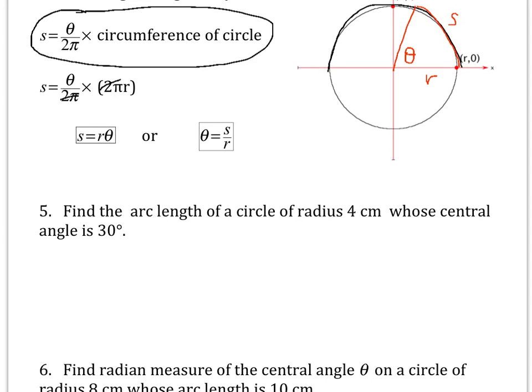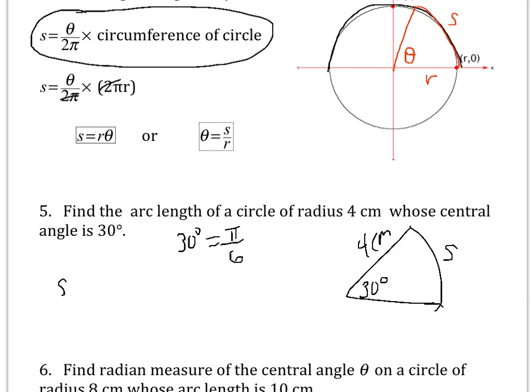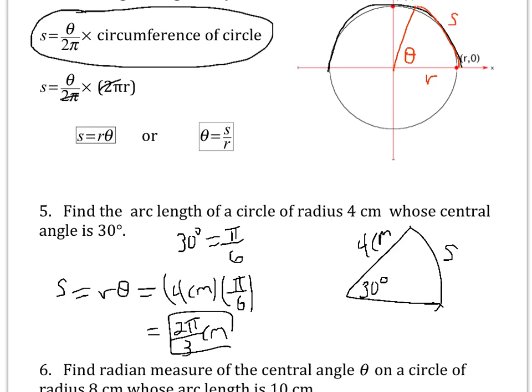Anyway, so we have a couple of problems here. For example, let's suppose you have an arc length. It says, find the arc length of a circle with radius 4 centimeters, whose central angle is 30 degrees. Well, the catch on this is you always have to use radian measure. So you'd have to convert 30 degrees, otherwise it's not valid. 30 degrees equals pi over 6. So you want to find the arc length. s equals r theta, which would equal 4 centimeters times pi over 6, which would equal, what is that, 2 pi over 3 centimeters. That's your answer. That's the length of the arc length there.